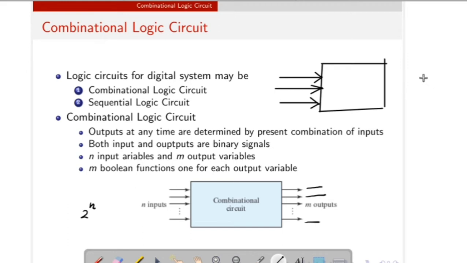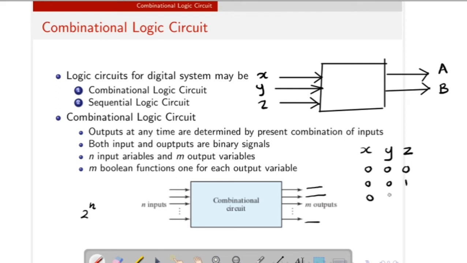These are the 3 inputs, and this is the 2 outputs. The inputs are named as x, y, z, and outputs are A and B. Okay, so this combinational logic circuit has 3 inputs and 2 outputs. So here there are 3 inputs. We have 2 raised to 3, 8 different input combinations, that is 0 0 0, 0 0 1, 0 1 0, 0 1 1, 1 0 0, 1 0 1, 1 1 0 and 1 1 1.